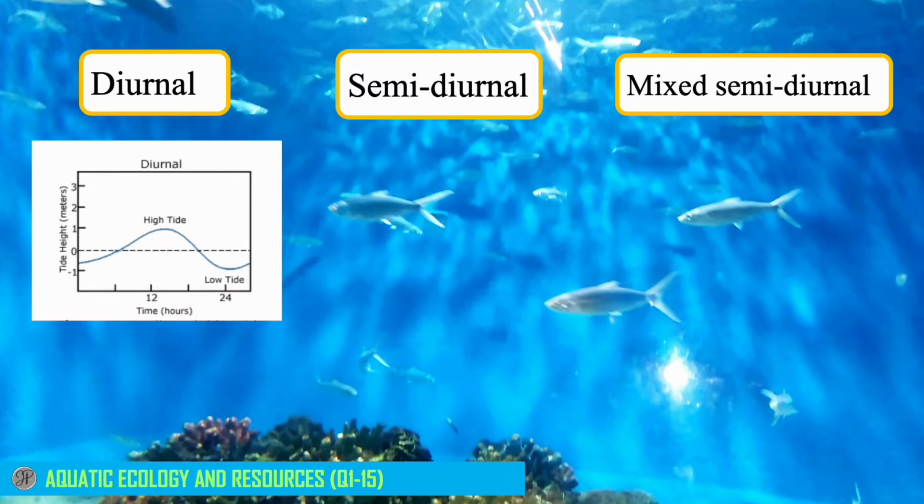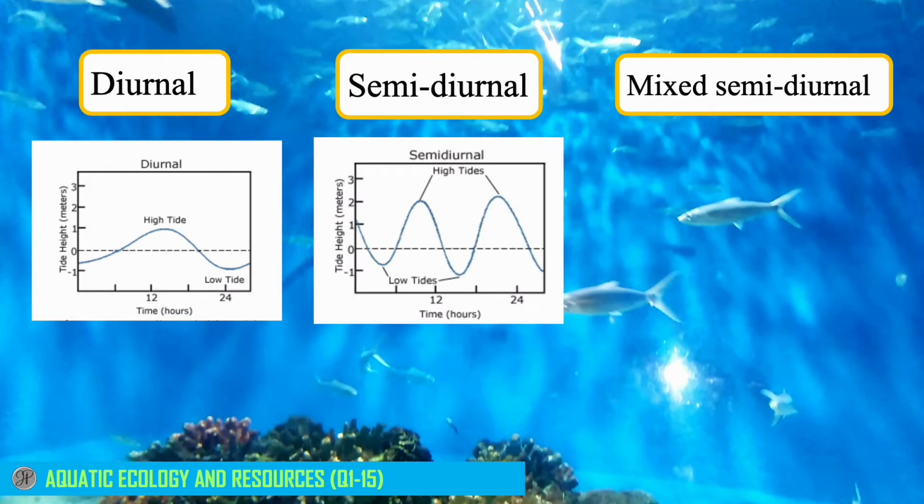A diurnal tidal cycle is a cycle with only one high and low tide each lunar day. Diurnal is referring to a daily occurrence. So, a situation where there is only one complete tidal cycle per day is considered a diurnal tide, as shown on Figure 1. Diurnal tides are common in the Gulf of Mexico, along the west coast of Alaska, and in parts of Southeast Asia.